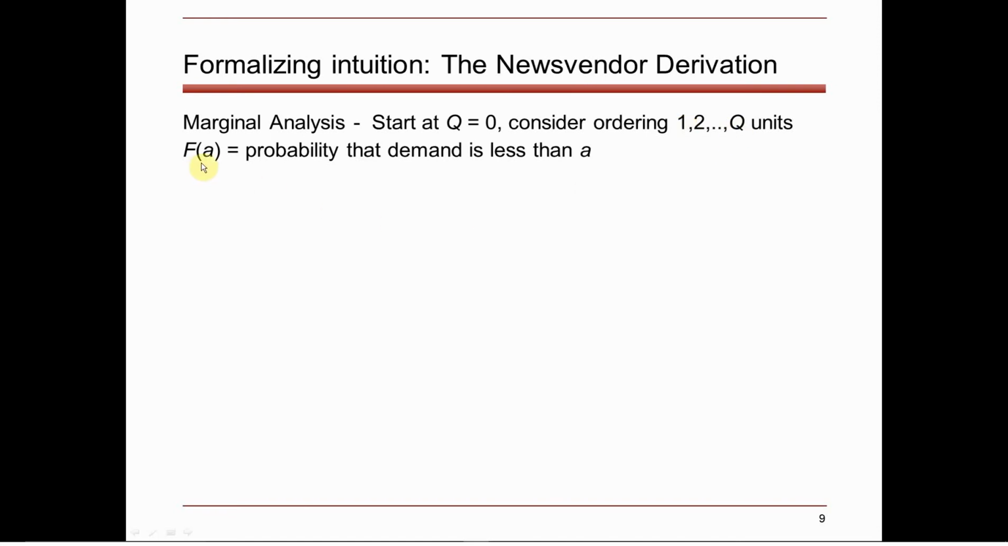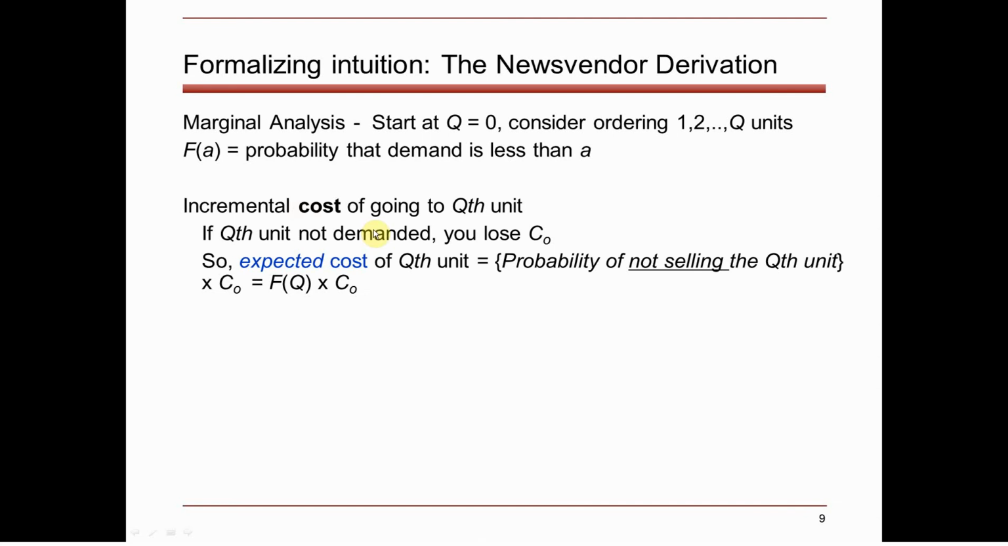Now, if we set that F of A is going to be the probability that demand is less than A, in other words, how likely is it that we sell less than A newspapers? The incremental cost of going up to the Qth unit, in other words, how much does it cost us to go to the Qth unit? And let's just say that we don't sell that Qth paper. So let's look at, what's the cost of going to the 100th paper from 99?